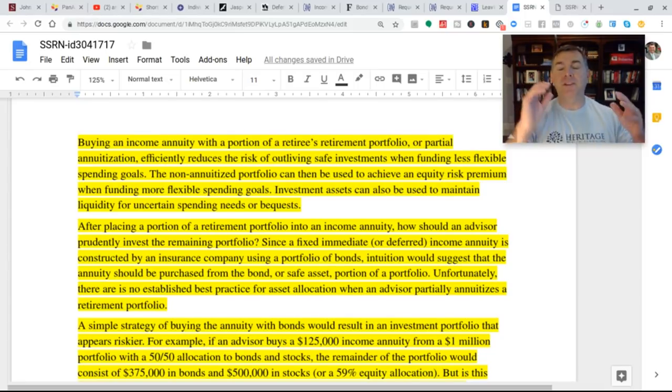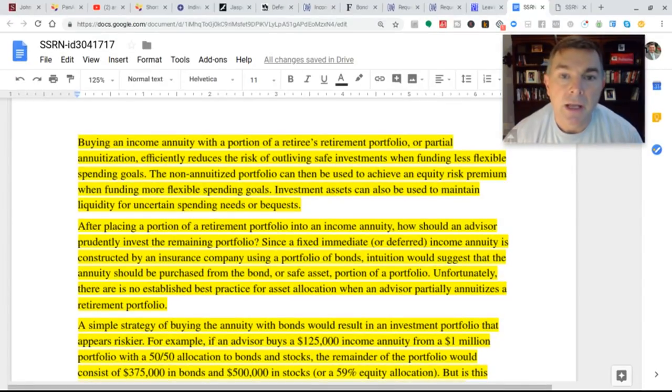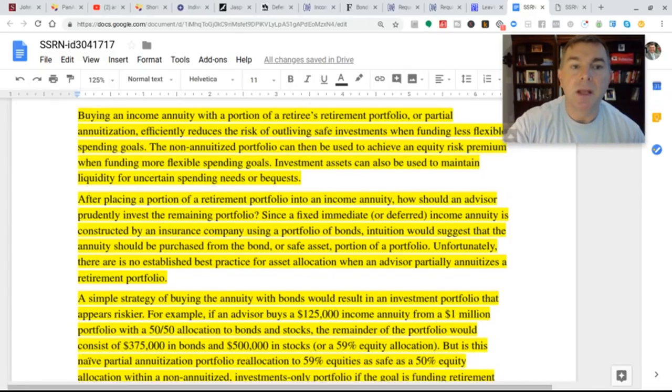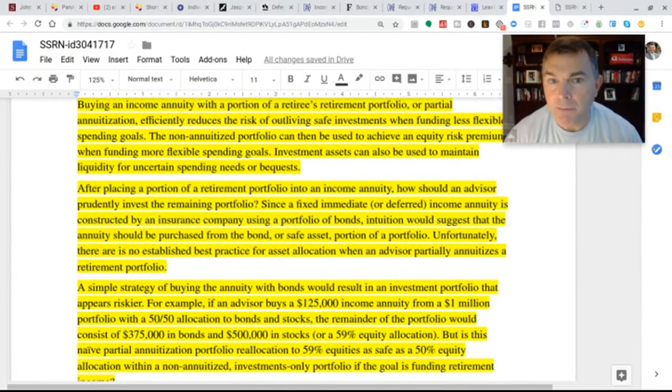So flexible would be discretionary, non-flexible would be property taxes, homeowners insurance, that kind of stuff. Investment assets can also be used to maintain liquidity for uncertain spending needs. After placing a portion of a retirement portfolio into an income annuity, how should an advisor prudently invest the remaining portfolio? Or you, not just an advisor, but you yourself.